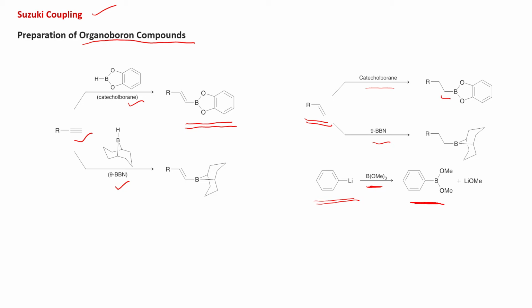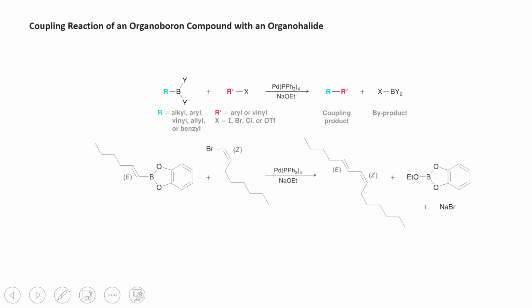Now you can use this organoborane compound in C-C bond formation. When you treat the organoborane with an alkyl halide, aryl or vinyl halide in the presence of a palladium catalyst, you will get your coupling product. Again in this reaction there is retention of configuration. You will get both E and Z in your final product.